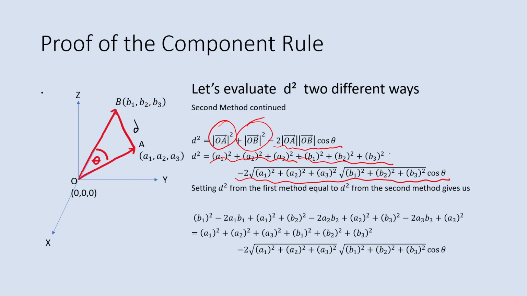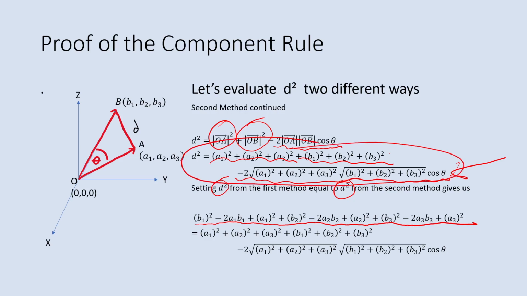Now, setting d squared from the first method a couple slides ago equal to d squared from this method shown above gives us that b1 squared minus 2a1 b1 plus a1 squared plus b2 squared minus 2a2 b2 plus a2 squared plus b3 squared minus 2a3 b3 plus a3 squared is equal to this expression, which is a1 squared plus a2 squared plus a3 squared plus b1 squared plus b2 squared plus b3 squared minus 2 times the square root of a1 squared plus a2 squared plus a3 squared times the square root of b1 squared plus b2 squared plus b3 squared times the cos of theta.